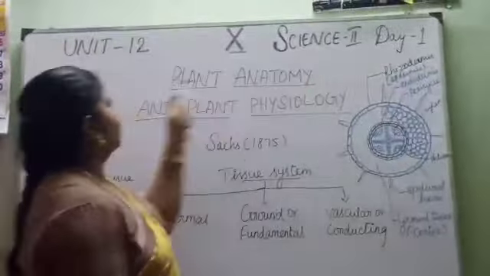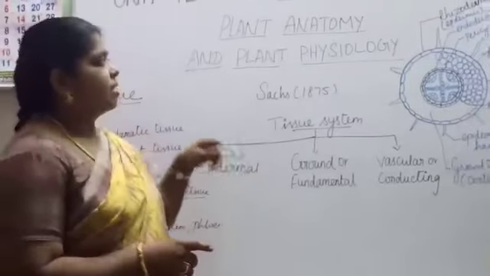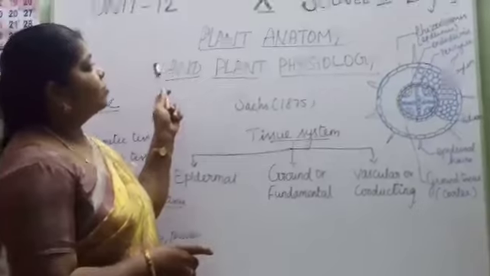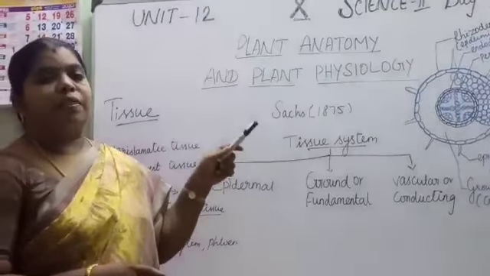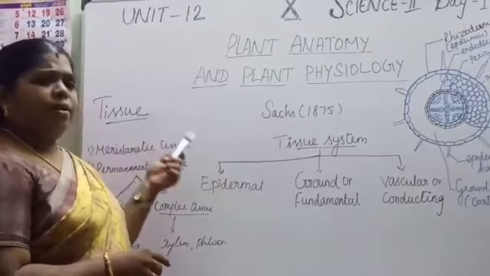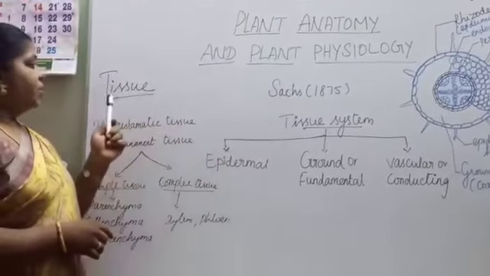The lesson name is plant anatomy and plant physiology. Plant anatomy is the study of internal structure of the plants. The internal structure of the plant was produced by Nehemiah Grew. He is known as father of plant anatomy. You have already studied in your lower class tissues and tissue system.